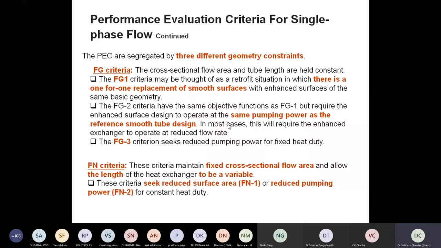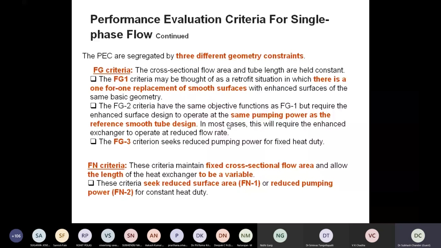The FG2 criteria have the same objective, meaning the geometry is the same as that of FG1, but it requires the enhanced surface design to operate at the same pumping power as the reference smooth surface. So we are keeping the pumping power the same and looking at the heat transfer enhancement. What we have to do is play with the flow rate, keeping the pumping power the same, and see what the enhancement in heat transfer is for the same geometry with roughened and smooth surface.